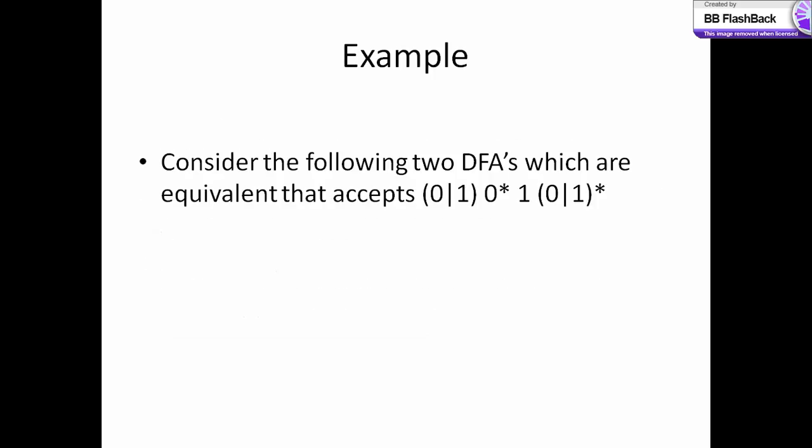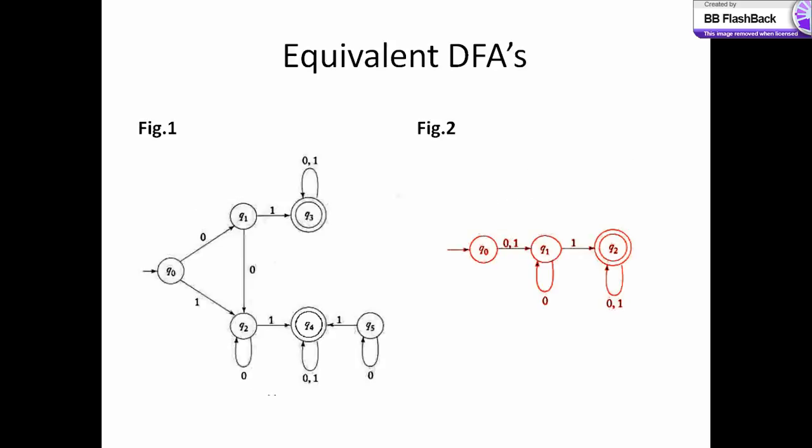For example, let us consider two DFAs which are equivalent and accept the same language, that is the given language. Here, figure 1 and figure 2 both accept the same language. But if we see, figure 1 has 6 states in it and figure 2 has only 3 states in it. So, which reduces the space.